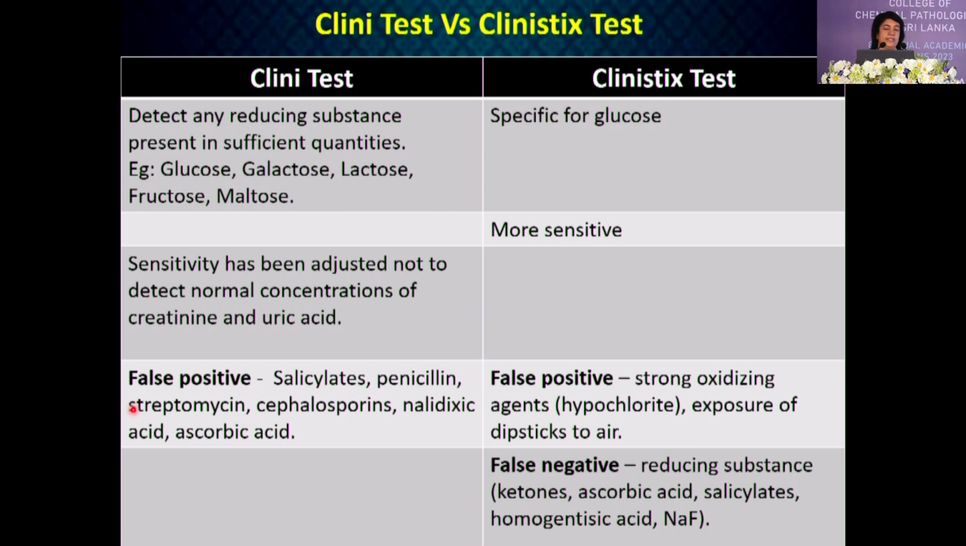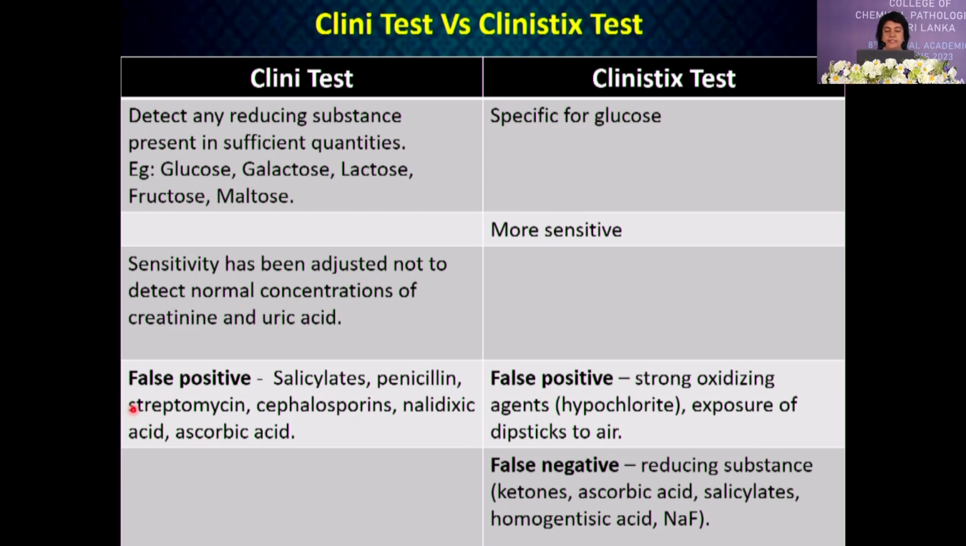When we compare the CliniTest and the Clinistix test, CliniTest is for reducing substances. So glucose, galactose, lactose, fructose, and maltose will all give positive results. Clinistix is specific for glucose and it is more sensitive. In the urine sample, creatinine and uric acid can also give a positive CliniTest, but the sensitivity has been adjusted not to detect the normal concentration of creatinine and uric acid in the urine. The CliniTest false positive can be caused by various drugs: salicylate, penicillin, streptomycin, etc.